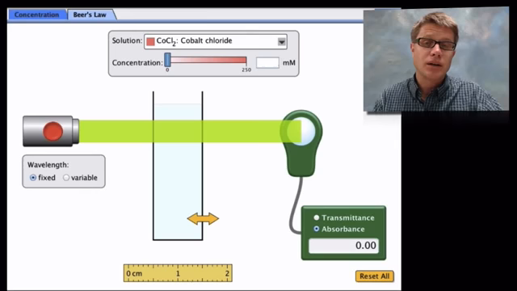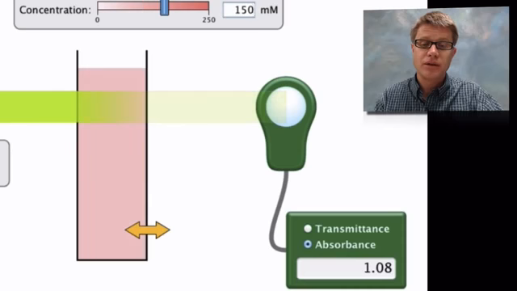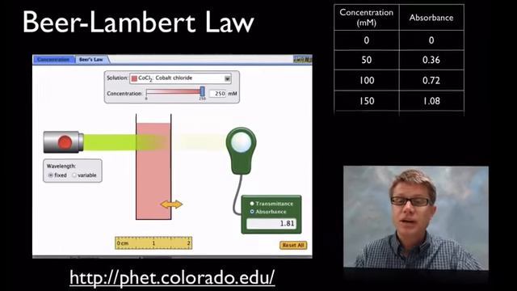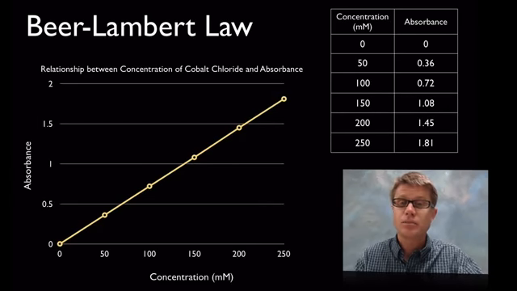I can do a quick little experiment here. I could set it at 0, and now at 50, and now at 100. Look what happens as we increase it to now 150. Look what's happening to the absorbance. More of it is being absorbed. Now let's move it to 250. Here's my data right here, where on the left I have the concentration, on the right I have the absorbance. You can see it looks like a pretty linear relationship. Let's graph it. So that's perfect.